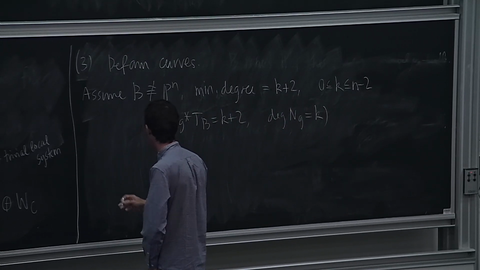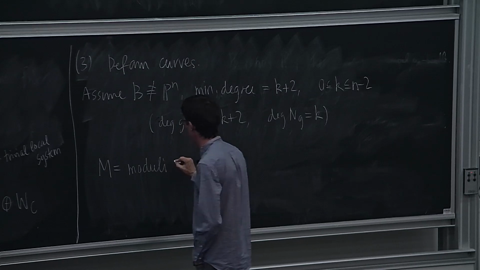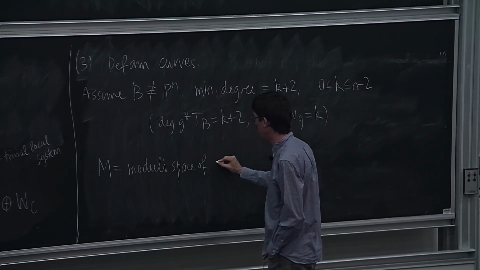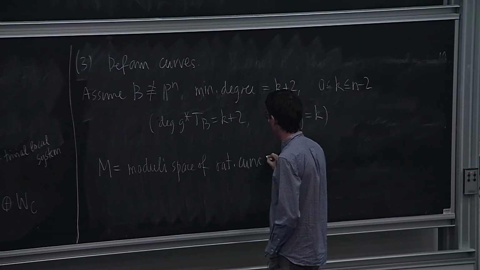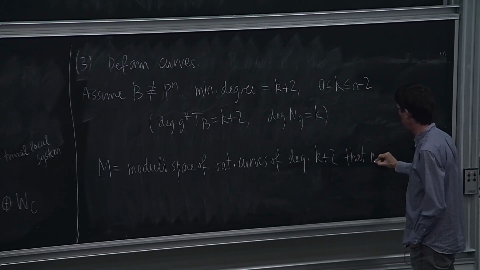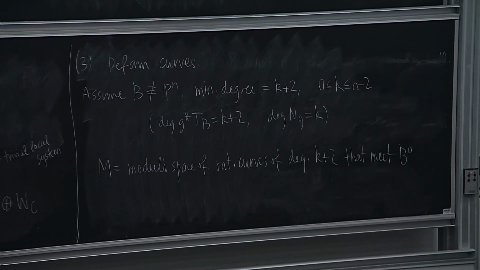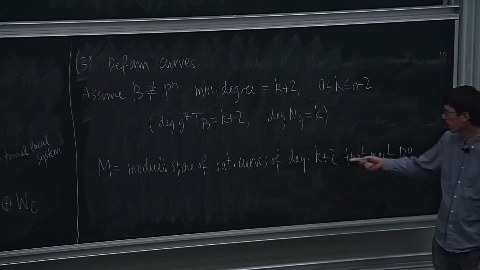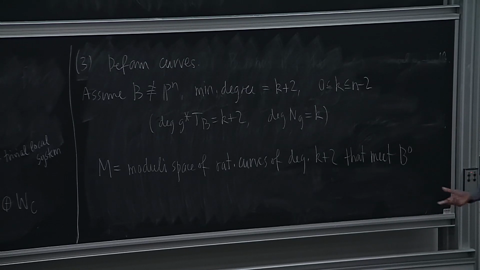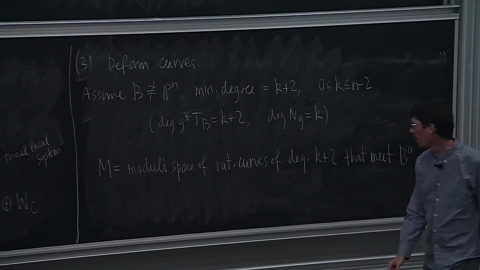And then what we look at is, let's call this M. So M will be the moduli space of rational curves of degree k plus 2 that intersect B0. Okay, that's our moduli space. It doesn't really matter which one you use. If you like, you can use stable maps or something like that. But because we're only looking at curves that meet B0, they'll all be very nice. In practice, I think we use this moduli space from Kollar's book on rational curves. Kollar calls this the rat curves N, like the normalized moduli space of rational curves or something like that. That's convenient for this.